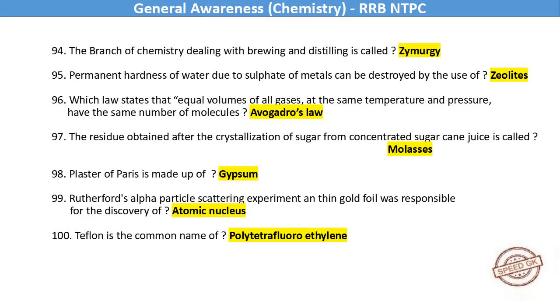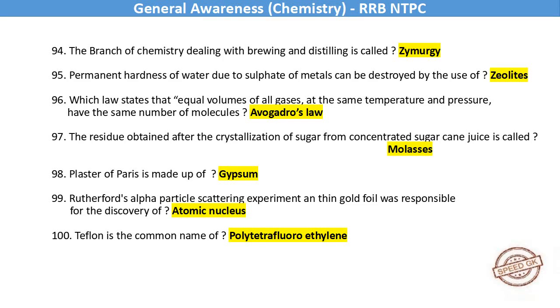The branch of chemistry dealing with brewing and distilling is called zymurgy. Permanent hardness of water due to sulfate of metals can be destroyed by the use of zeolites. Which law states that equal volumes of all gases, at the same temperature and pressure, have the same number of molecules? Avogadro's law. The residue obtained after the crystallization of sugar from concentrated sugarcane juice is called molasses.